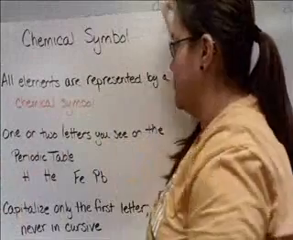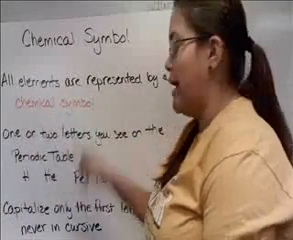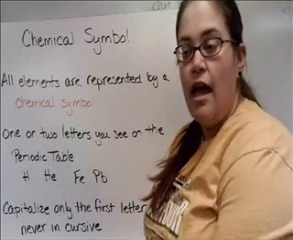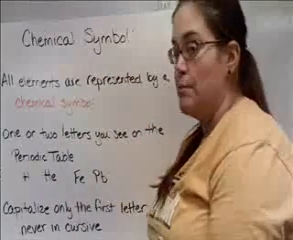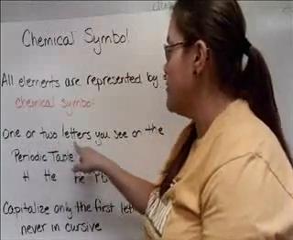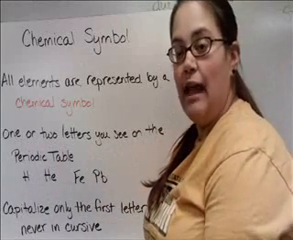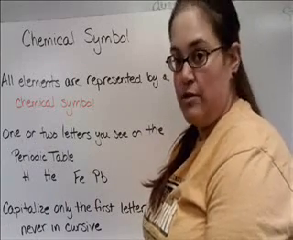And then lastly is chemical symbol. All elements are represented by a chemical symbol. So if you look at the periodic table, which we will in class, all those letters that are in that chart are the chemical symbols. And it's the one or two letters that you see on the periodic table. And this is how we represent the elements, how we can talk about them and make things easier to understand by using the chemical symbol.